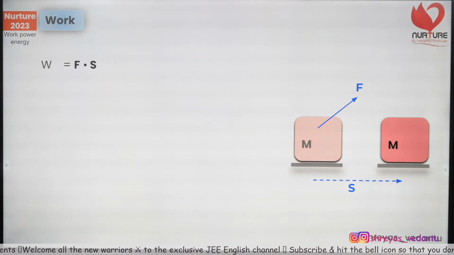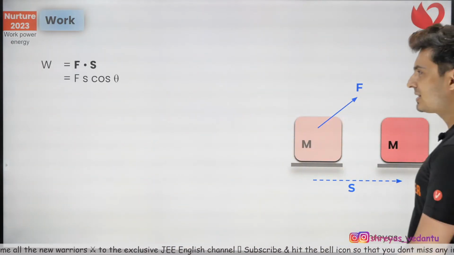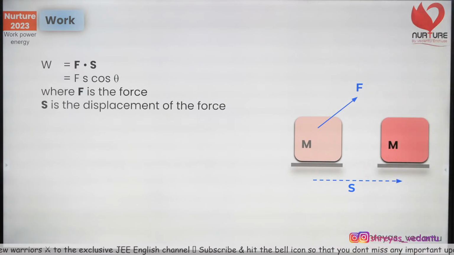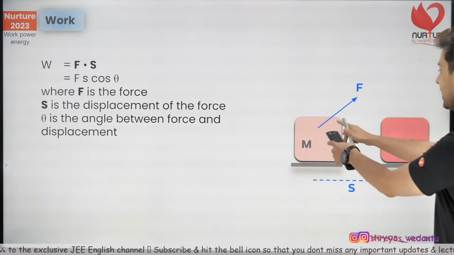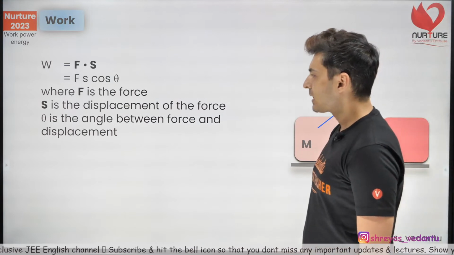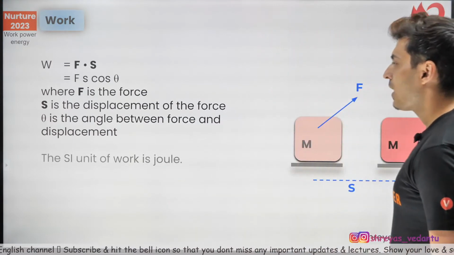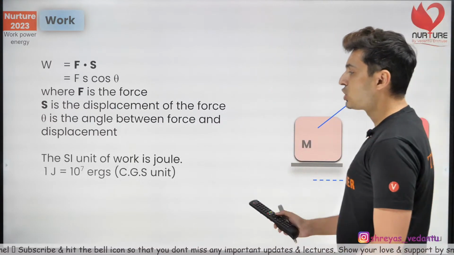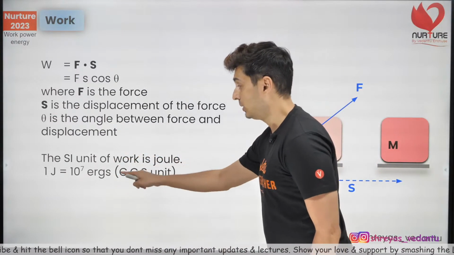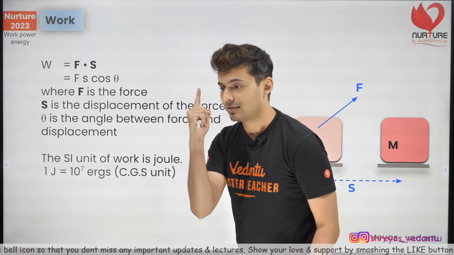Okay, so work is F dot S, which is nothing but F S cos theta, where F is the force, S is the displacement, theta is the angle between the force and the displacement. And the unit of work is joule, and 1 joule, which is the SI unit, is 10 to the power 7 ergs. Ergs is the CGS unit.